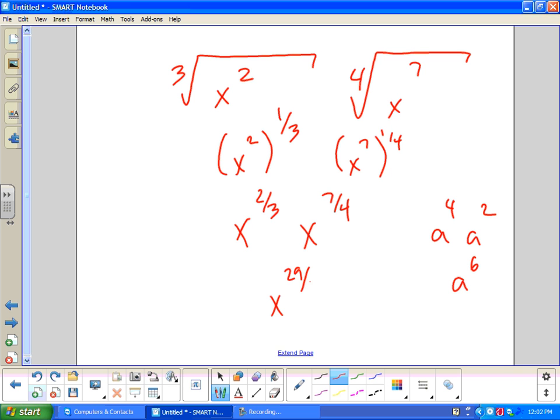Make sure I'm right. I got 1 and a 6. No. 2 and 5/12. 29/12. Let me be clear. We never write mixed numbers as fractions, so you have to learn to convert. Because this is the answer.